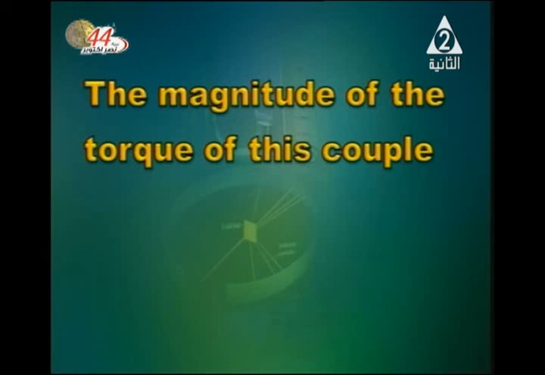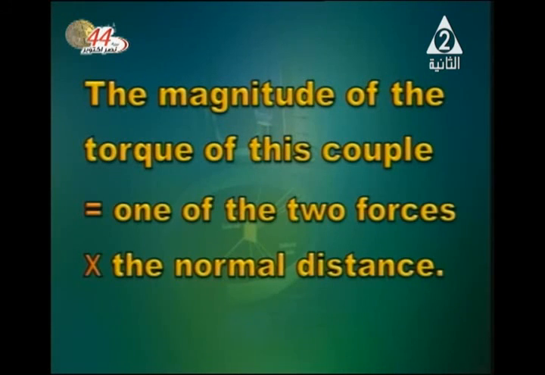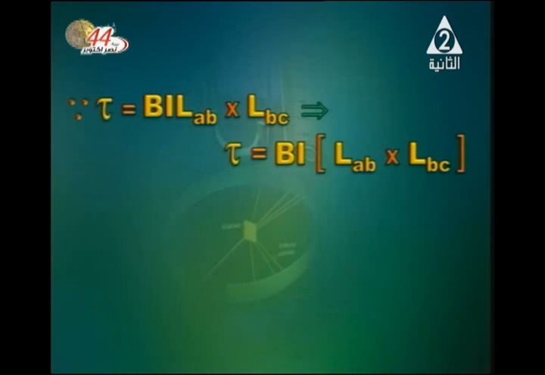The magnitude of the torque of this couple equals one of the two forces times the normal distance. So if you want to calculate the magnitude of the torque, all you have to do is to obtain one of the forces times the normal distance between the two forces. So torque equals one of the forces, which is BIL, times the normal distance, L_BC. L_AB times L_BC will give the face area of the coil. So torque is equal to BI(L_AB times L_BC), which is equal to BIA. As I said, capital A is the face area of the coil.